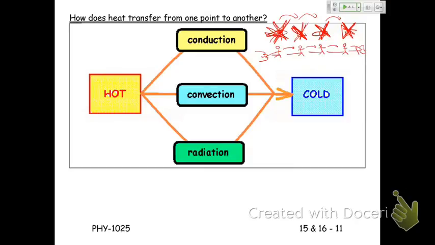The alternative is convection. Convection is a series of atoms which can move past each other. So this guy gets hot and it goes high. And this guy gets hot and it goes high. And these guys are not as hot, so they go low. So everything's moving past each other.